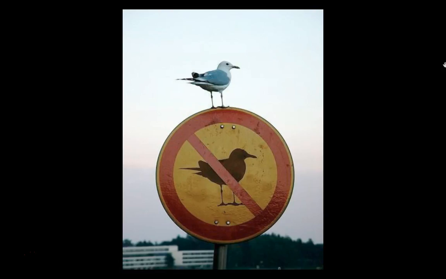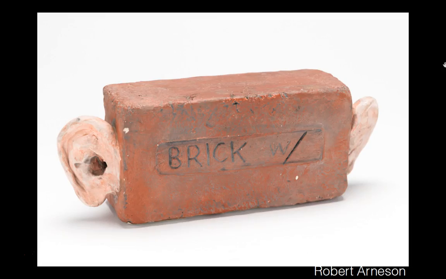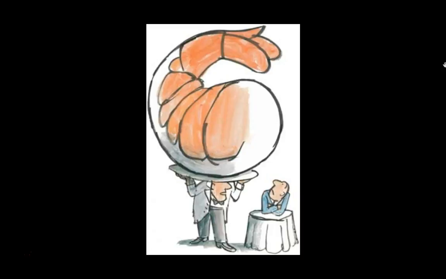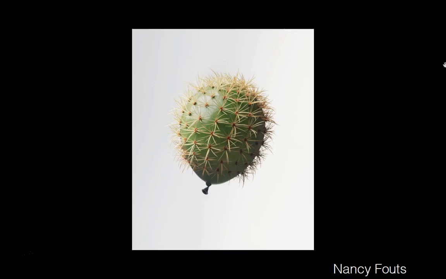Visual oxymoron. Superman not flying. Hearing through a brick wall. Jumbo shrimp. So this is kind of a silly illustration, but jumbo shrimp, working vacation, fresh cafeteria food. So you can do literary oxymorons and show them, or you can use them as a visual oxymoron.